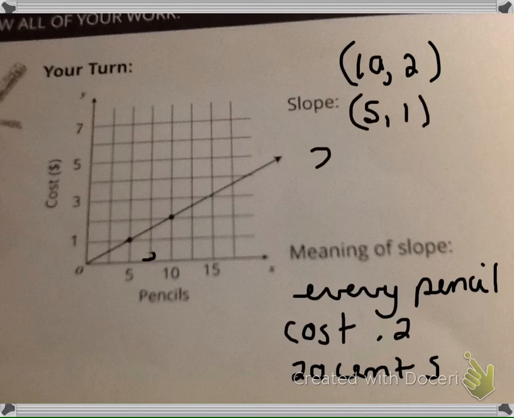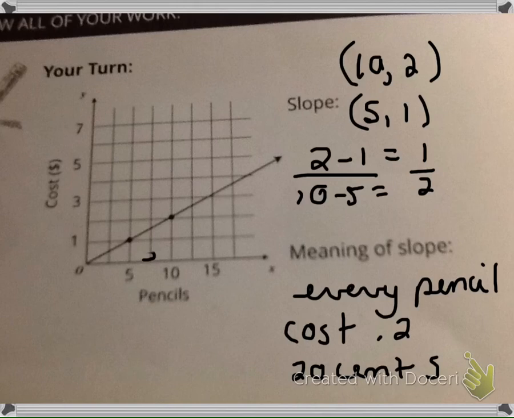So if I do y2, I'll make the y2 2 minus y1. That's going to be 1. And if I do x2, 10 minus 5, that's going to be 2. Therefore, the slope is 1/2 or 0.5. You can write it either way. Okay. Oh, wait. 10 minus 5 is not 2. 10 minus 5 is not 2, folks.